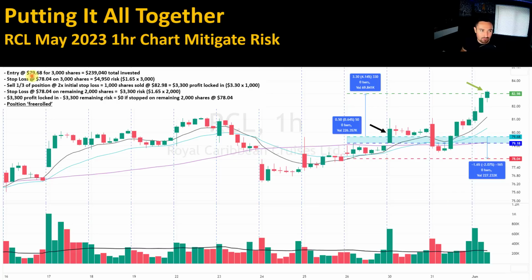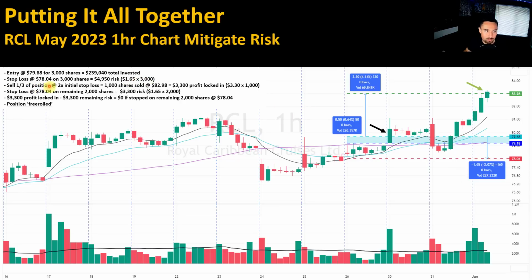So if the entry is here at 79.68 for 3,000 shares, total invested is pretty much $239,000. Stop loss at 78.04 on 3,000 shares is $4,950 worth of risk. Why? Because it's $1.65 times the 3,000 shares, because remember our stop loss is down here on the whole position.